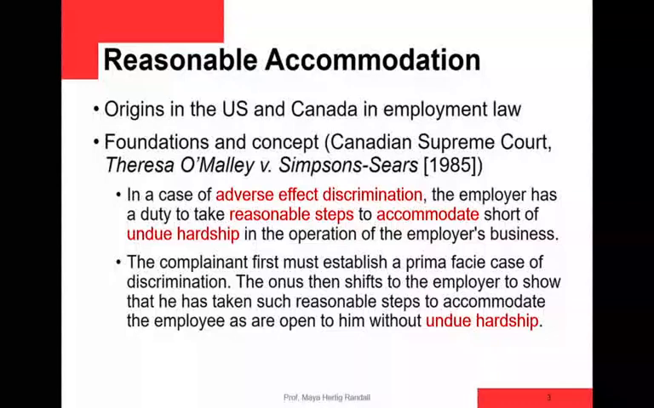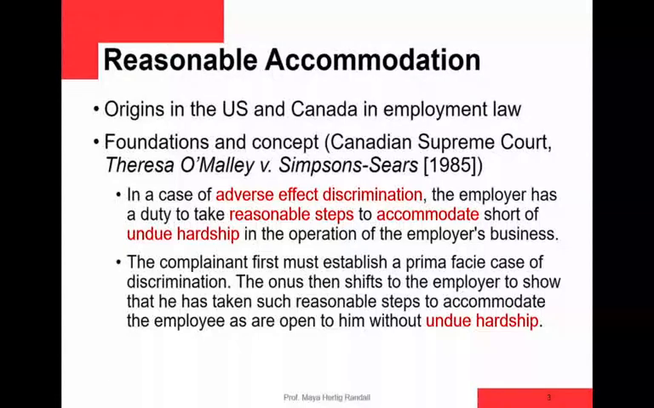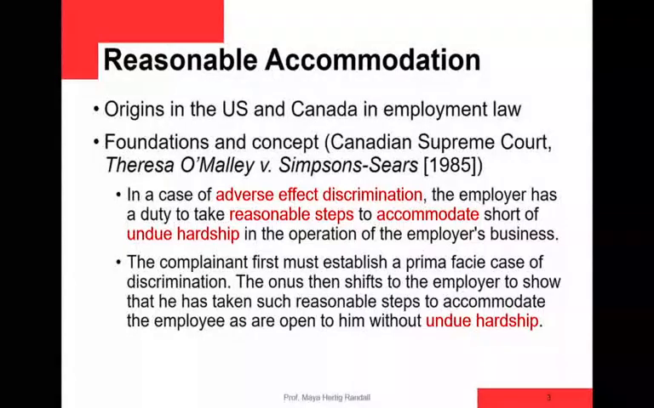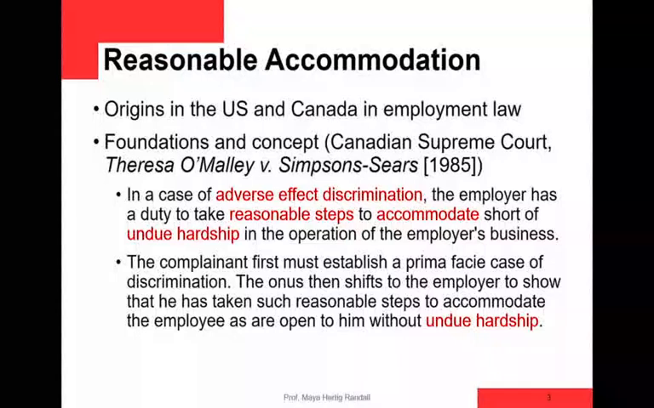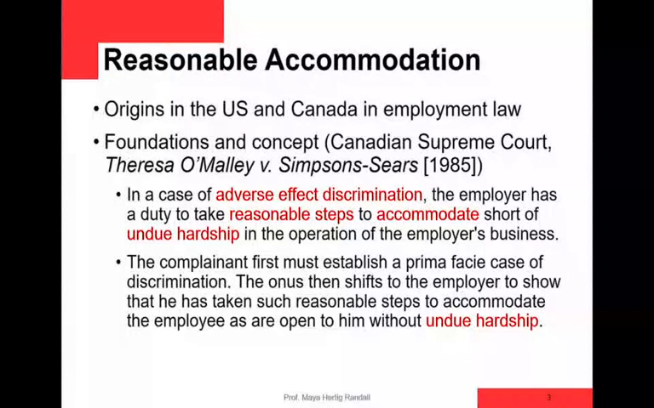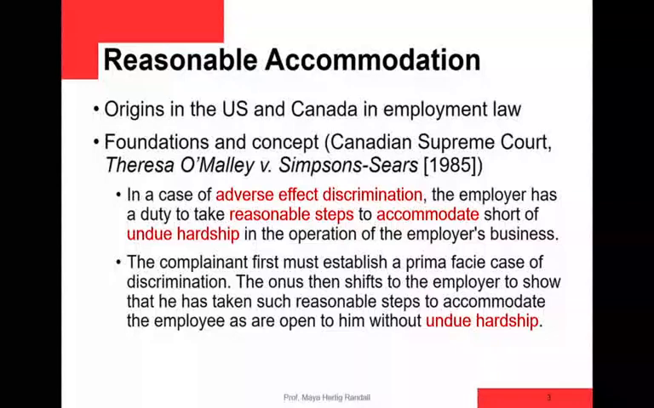And you can also already see that basically it is not an absolute right. You don't have an absolute right to have your religious practices accommodated, but that's inherent in reasonable accommodation. So we have to ask ourselves, what is reasonable? And the court also says basically how we have to proceed.